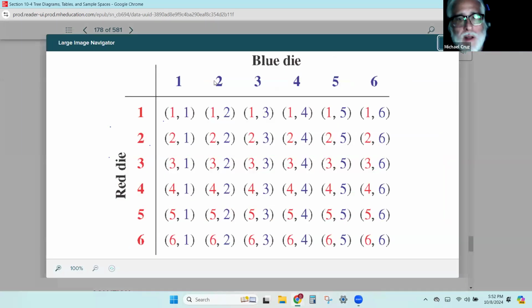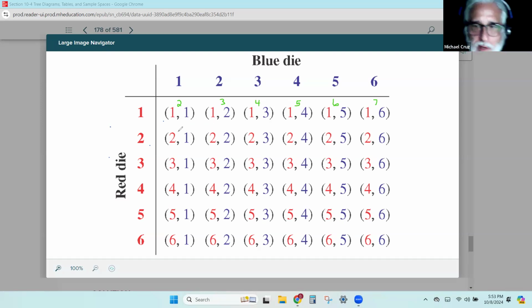Now, the sums are like this. I'll tell you what, let me use a different color. So 1 plus 1 is 2. 1 plus 2 is 3. 1 plus 3 is 4. 1 plus 4 is 5. 1 plus 5 is 6. 1 plus 6 is 7. So you notice that the least one, the 1, 1, snake eyes, has a sum of 2, all the way out to 1 and 6, which has a sum of 7.